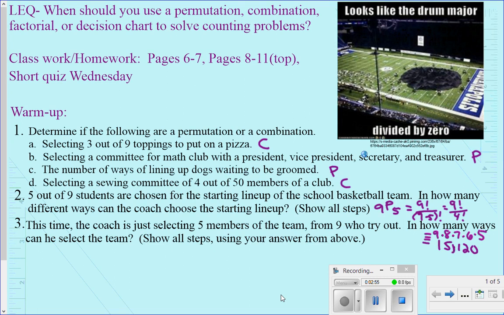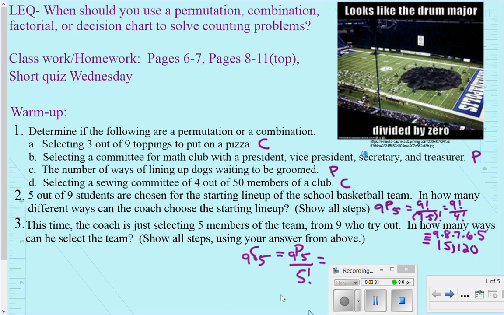So then 3, this time the coach is just selecting 5 members of the team from 9 who try out. In how many ways can he select the team? So here, this is 9C5, because now we're just selecting 5 members. We're not putting them in a starting lineup. We're not putting them in a specific position. So I could just do 9C5 using the formula for combinations, or I could take my previous answer of 9P5 and I could divide that by 5 factorial.